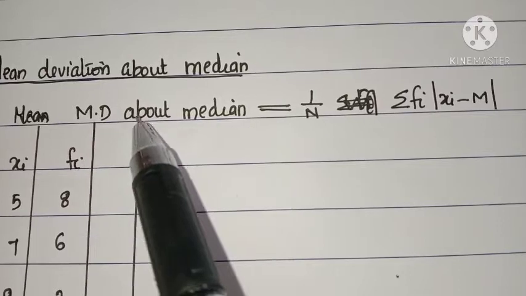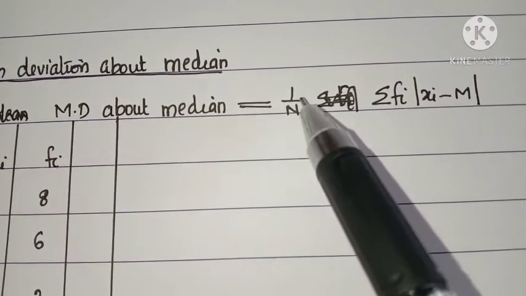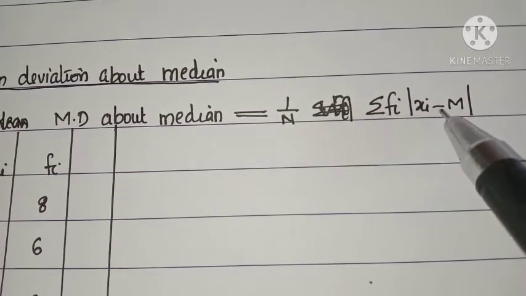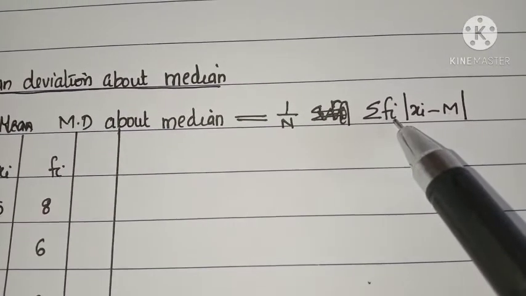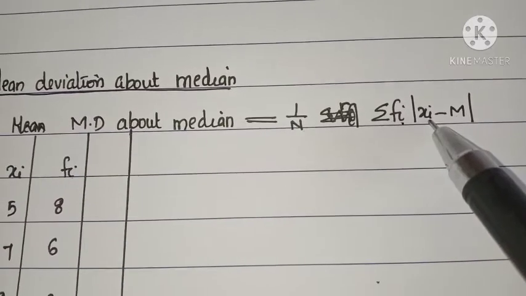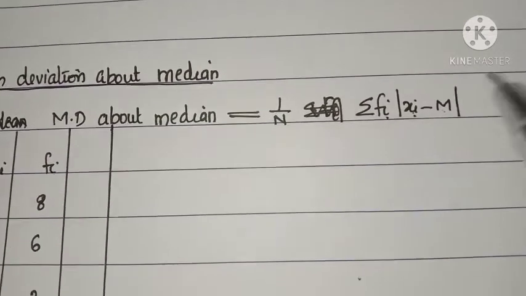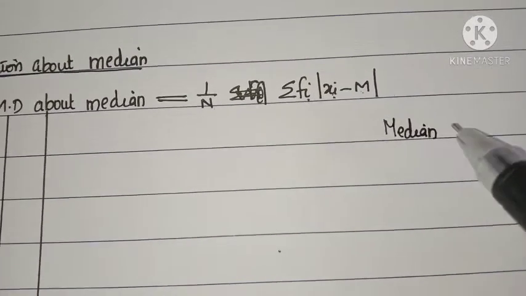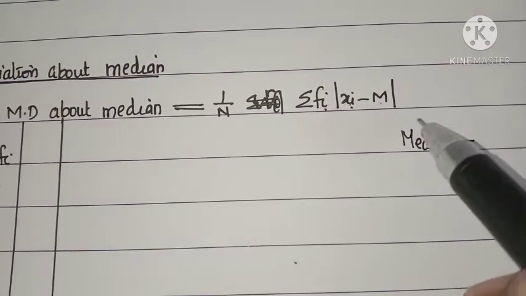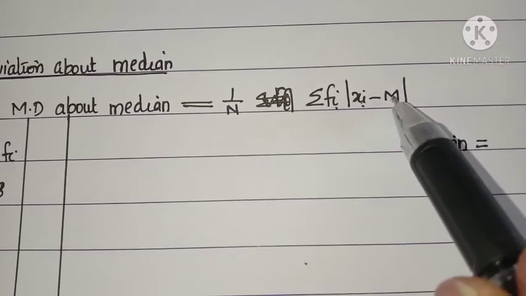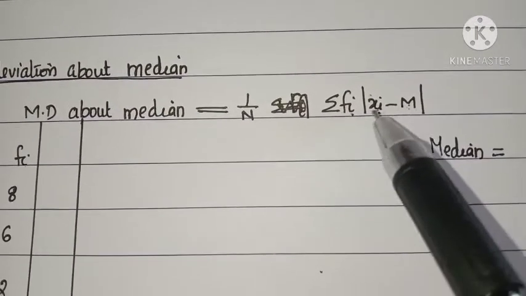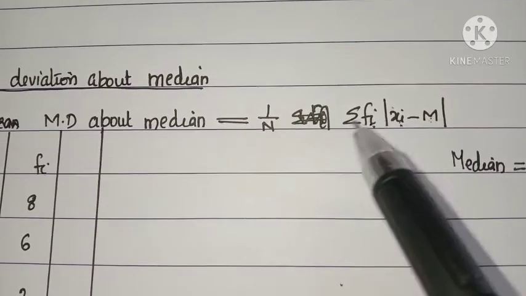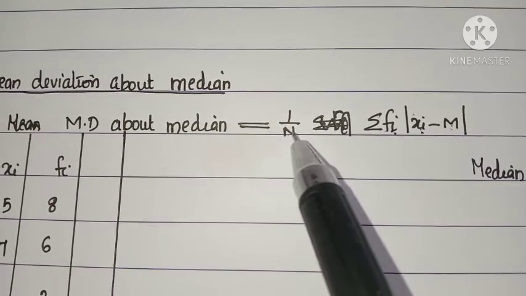So listen to the formula. Mean deviation about median is equal to 1 by n sigma fi into mod xi minus M. See here, fi are frequencies, xi are given values, and M is the median. So for the values, first we have to find the median, then put the value here, find the modulus, multiply this modulus with fi, take its sum and divide it by the total frequency.